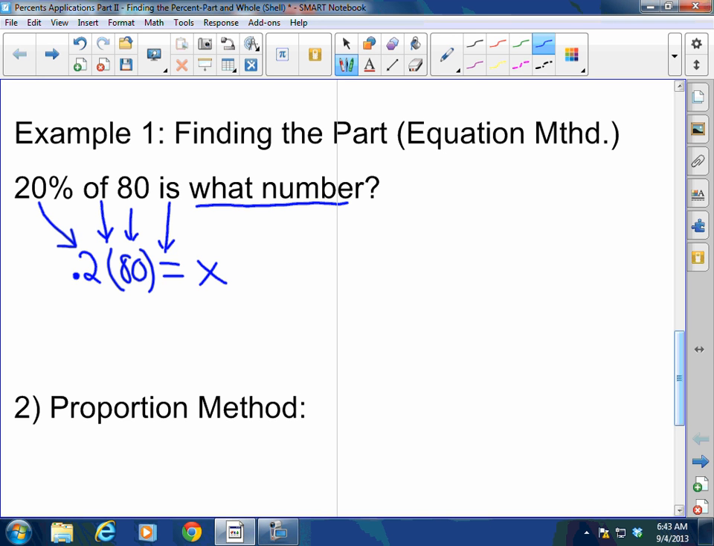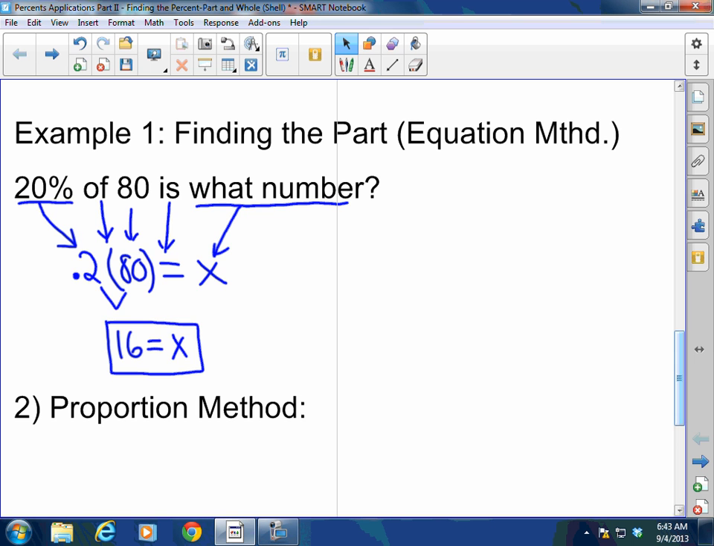I hope that makes sense. 20%, 0.2, of times 80 equals what number? X. So now it's just simple solving an equation. 0.2 times 80 is 16, and 16 equals X. You're looking for a number, you got a number. You don't have to turn it into a percent because you were already given the percent. You're done.